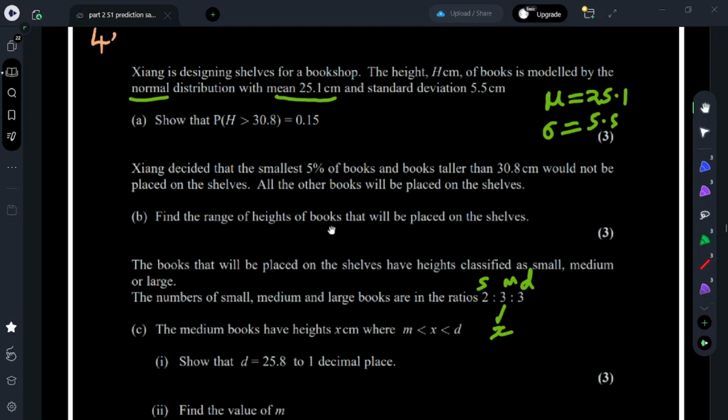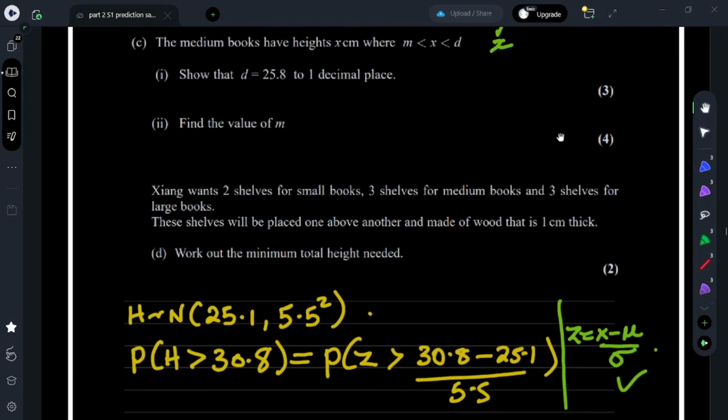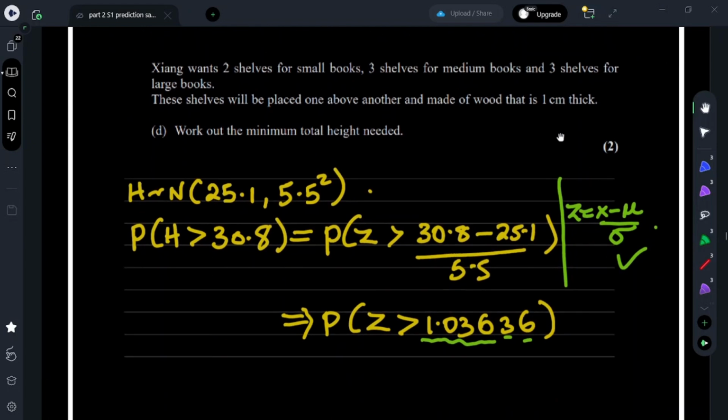Then is designing shelves for a bookshop. The height, H centimeters of books, is modeled by the normal distribution with mean 25.1 centimeters and standard deviation 5.5 centimeters. We have question A: show that the probability that H is greater than 30.8 equals 0.15. We know the mean is mu equals 25.1 and sigma, the standard deviation, is 5.5. So let's discuss how we are supposed to do question A.